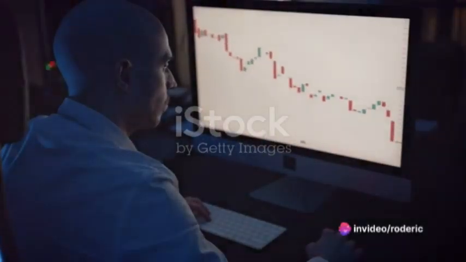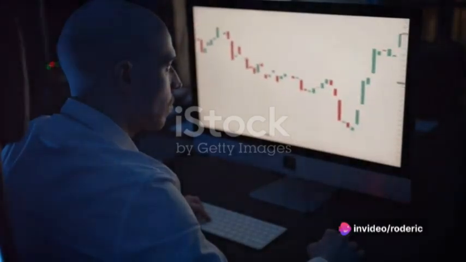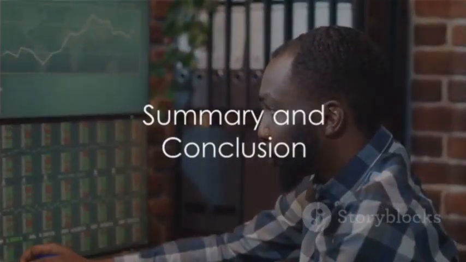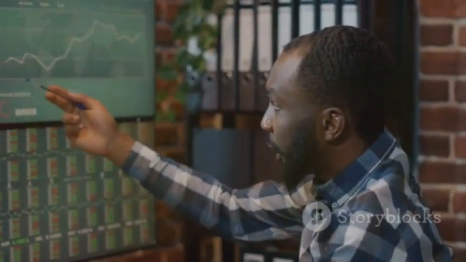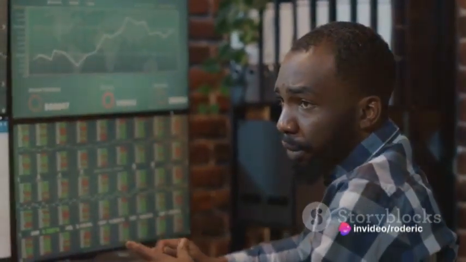This involves analyzing your trading performance, identifying areas of improvement, and making necessary adjustments to your trading plan. In summary, Forex trading involves understanding the market, choosing the right broker, setting up a trading plan, analyzing the market, placing trades, and continuously refining your strategy.